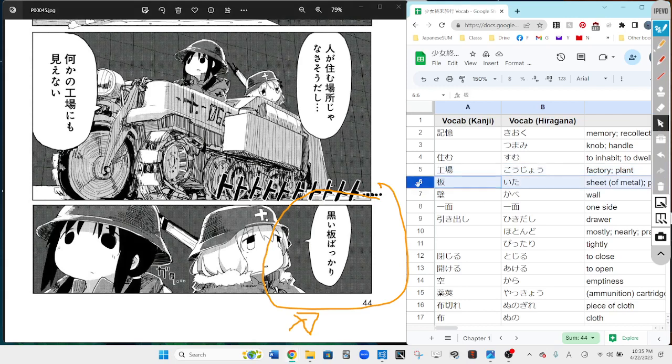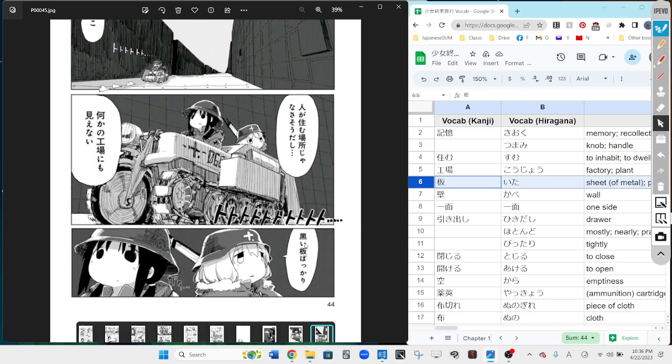黒い板ばっかり、板ばっかり。It's only black sheets. This is how bakari is a little bit different than dake. So if you said dake, that would insinuate there's only one black sheet. Bakari means that all of the items in front of you are just black sheets. So bakari actually insinuates in this context that there are multiple of these items, but all the items are this item.